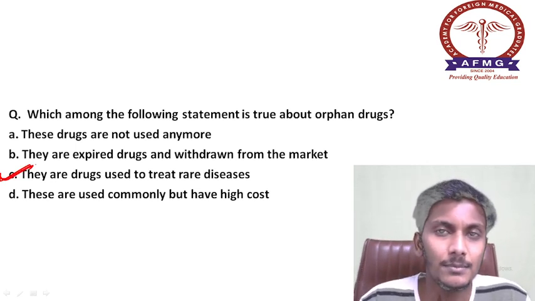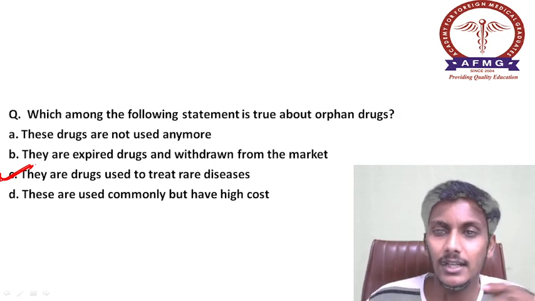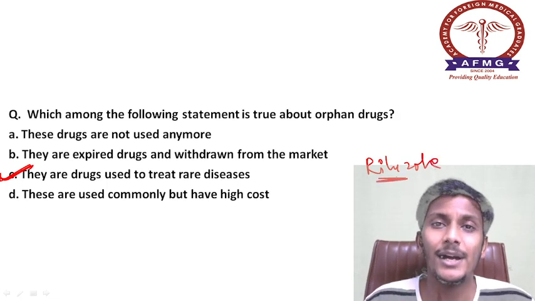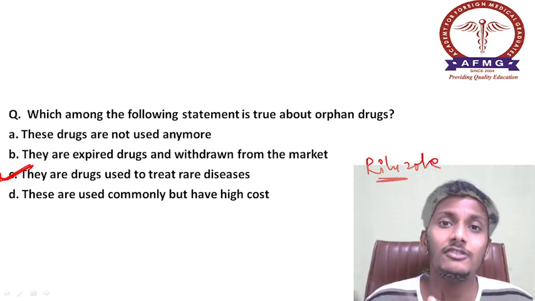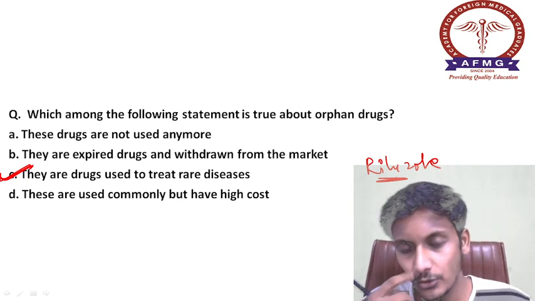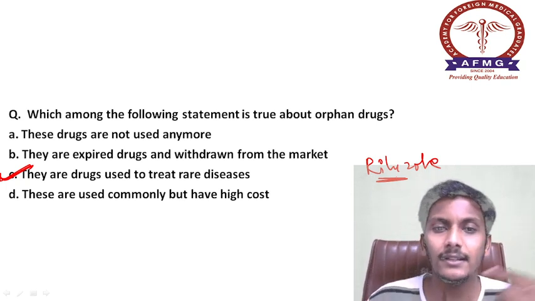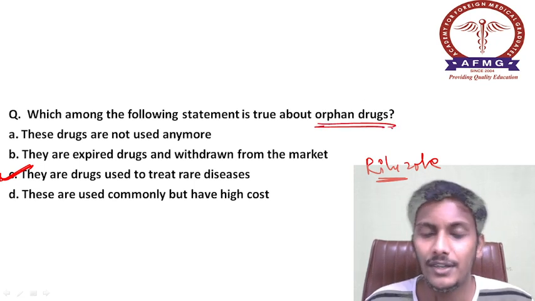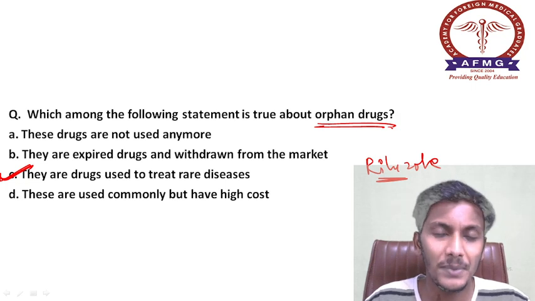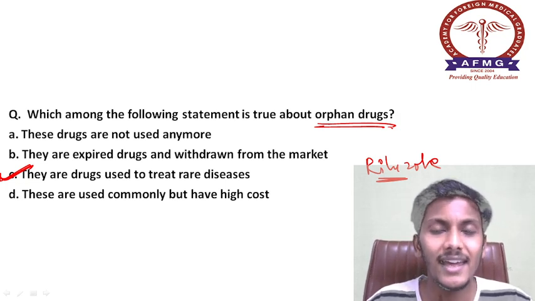For example, riluzole was an orphan drug some days prior. Riluzole is used to treat ALS, that is amyotrophic lateral sclerosis, which Stephen Hawking had, right? So some drugs which are used to treat rare diseases like this are considered orphan drugs. The question only comes on the definition of orphan drugs. So please remember, they are used to treat rare diseases.